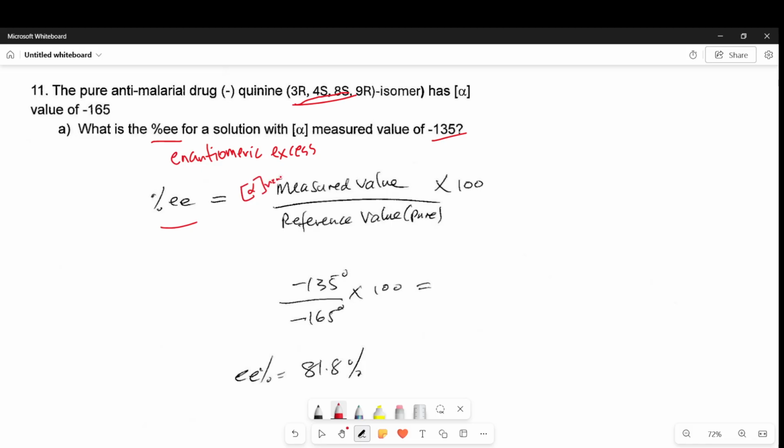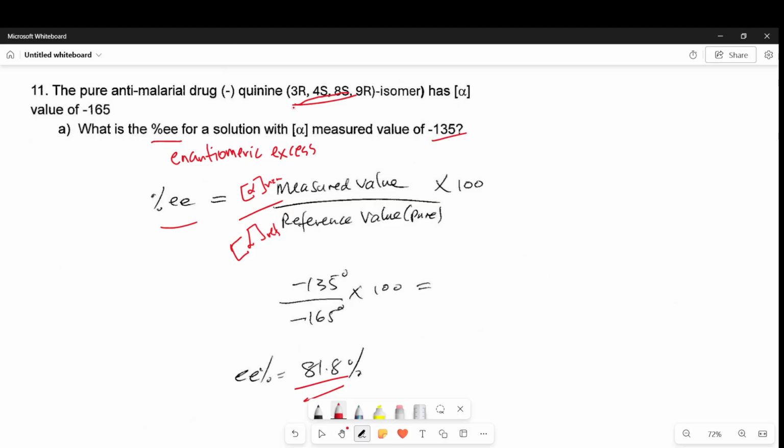measured alpha over alpha, which is the reference or known literature value. So if you just divide that and multiply it by 100, your enantiomeric excess, meaning that the quinine 3R, 4S, 8S, 9R is 81.8% enantiomerically in excess over the other one.